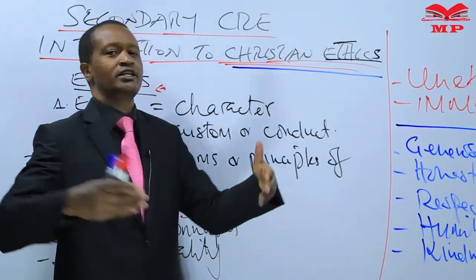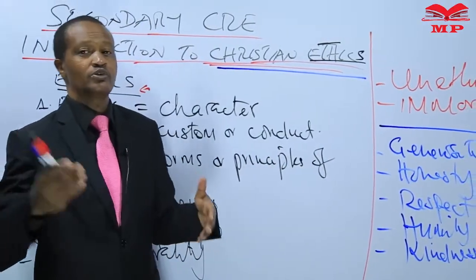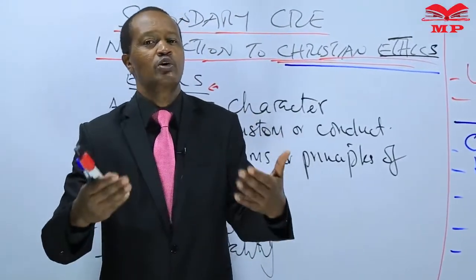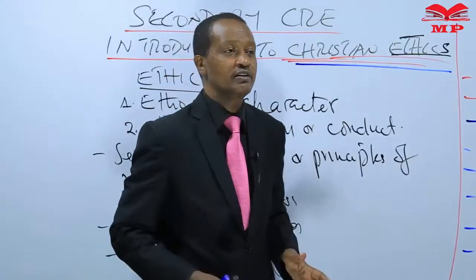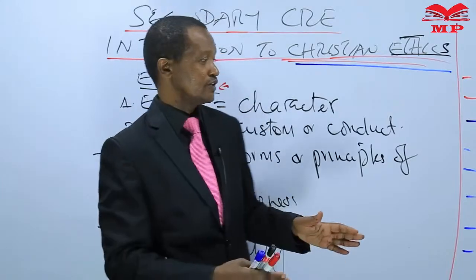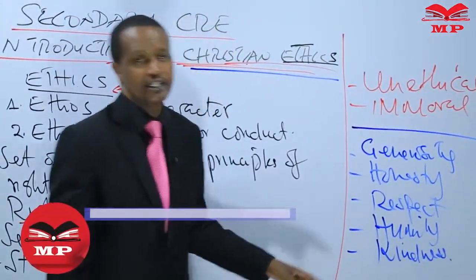We've also said that ethics is the art of making wise choices for the good of others and also for the good of yourself. And it is also based on moral values and attitudes that determine individuals' behavior and societal behavior. We've given examples of these values: generosity, honesty, respect, humility, and kindness.